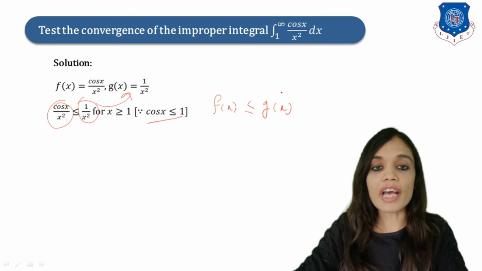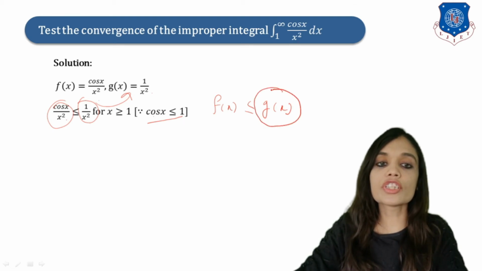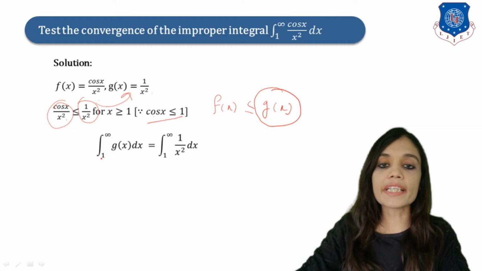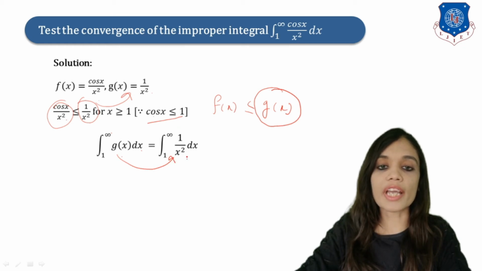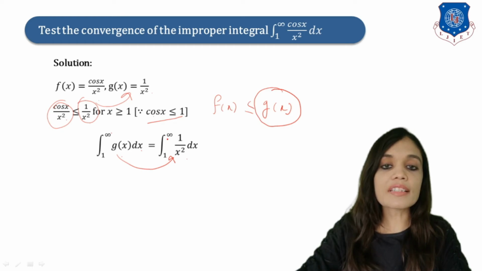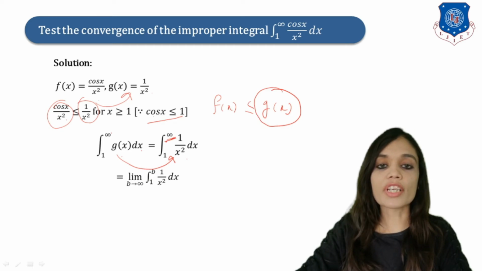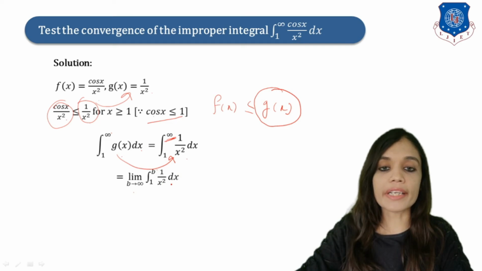Okay. So now we'll check the convergence of g of x, right? So we will find the integration from 1 to infinity of g of x dx. But what is our g of x? 1 upon x square, right? So let us evaluate this integral. But this integral is of type 1, so we have to assume this as b, right? So limit b tends to infinity, integration 1 to b, 1 upon x square dx.